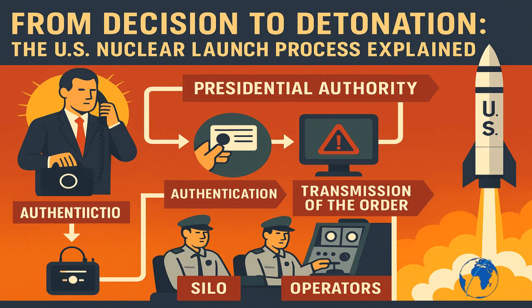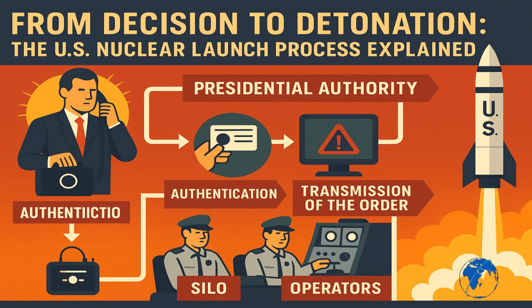Once authenticated, the President's decision is converted into a highly encrypted and time-sensitive message known as the Emergency Action Message, EAM. This message includes authentication codes, strike option identifiers, such as a limited counterforce strike or full retaliatory response, timing details, and unlock codes for the weapons themselves.